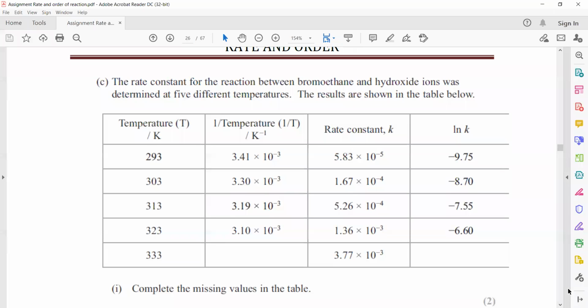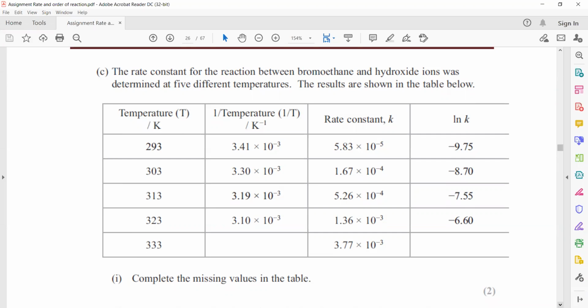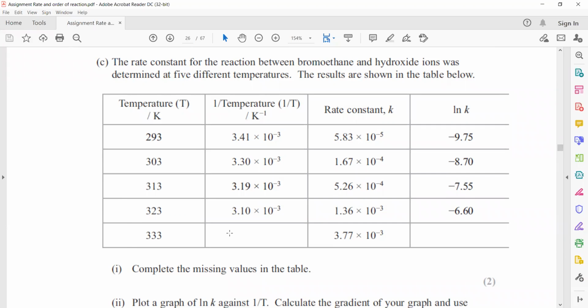Then the rate constant for the reaction between bromoethane and hydroxide ion was determined at 5 different temperatures. As you can see, the value of the temperature is given, 333. So we'll take a reciprocal here. We have to complete the missing values in the table. So what about 1 divided by 333? It will be 3 times 10 to the power minus 3. But because all are in 3 significant figures, I will write it as 3.00 × 10^-3.